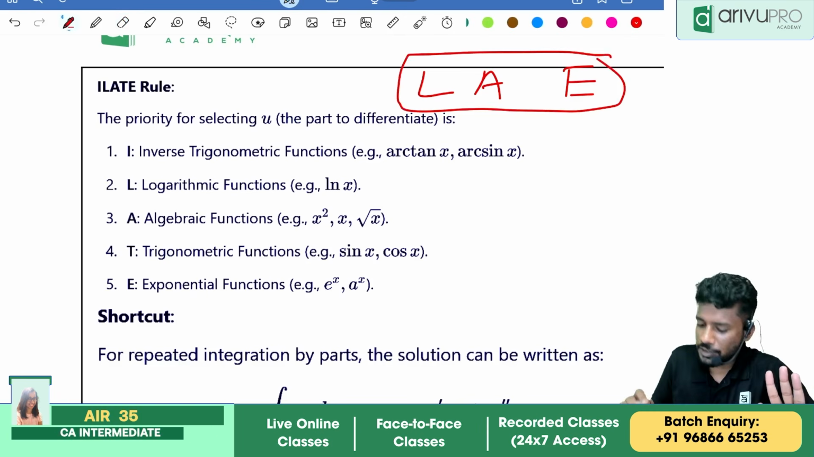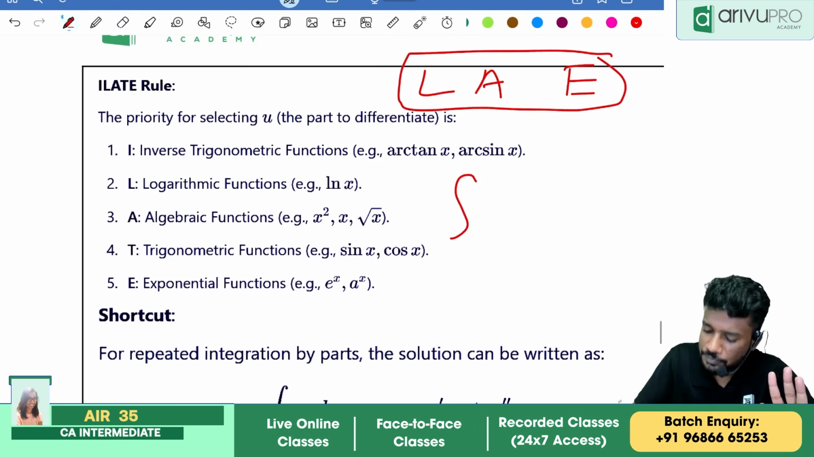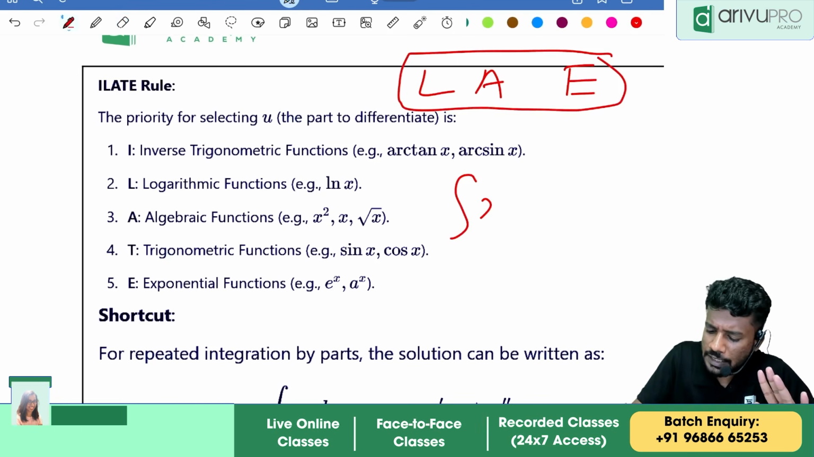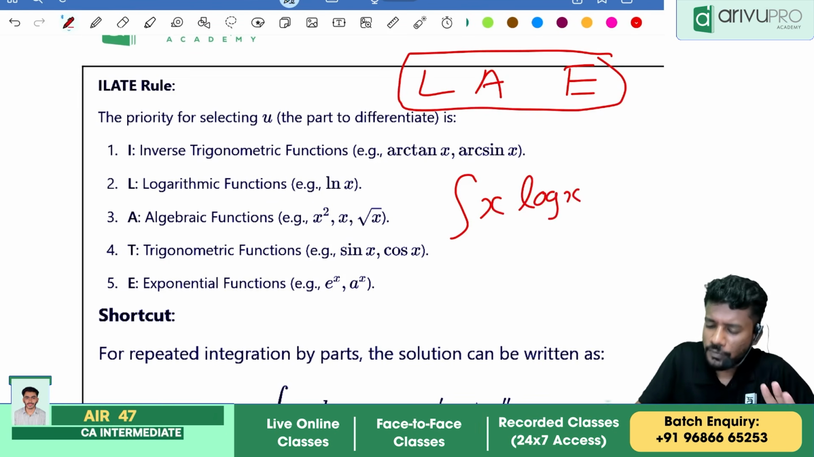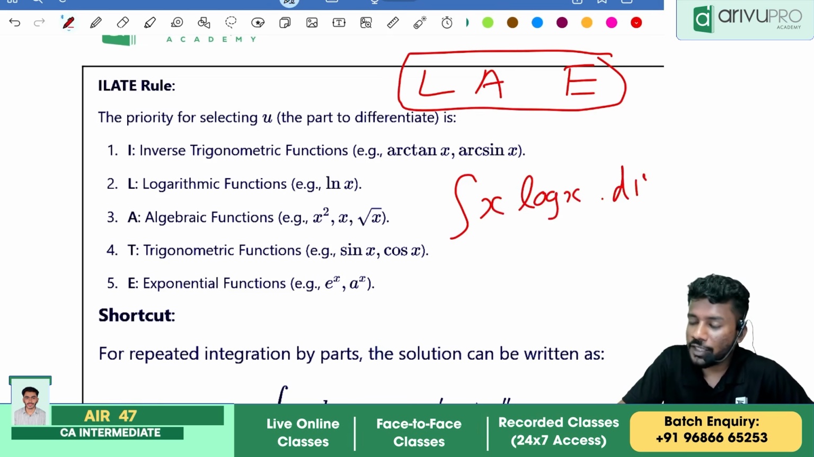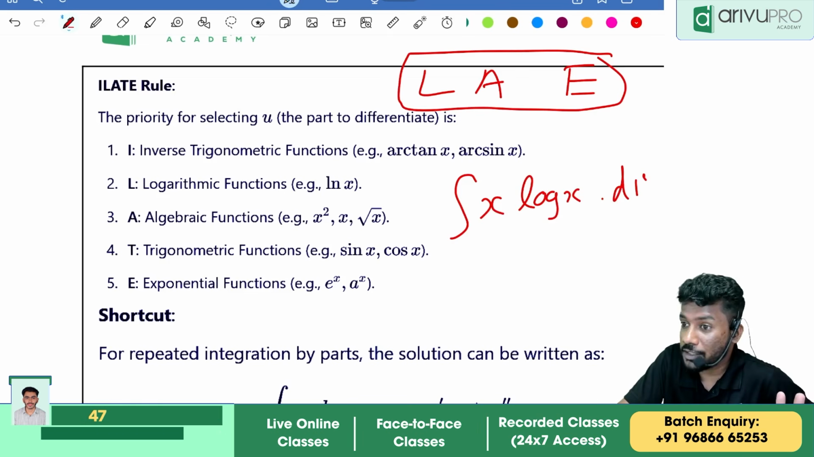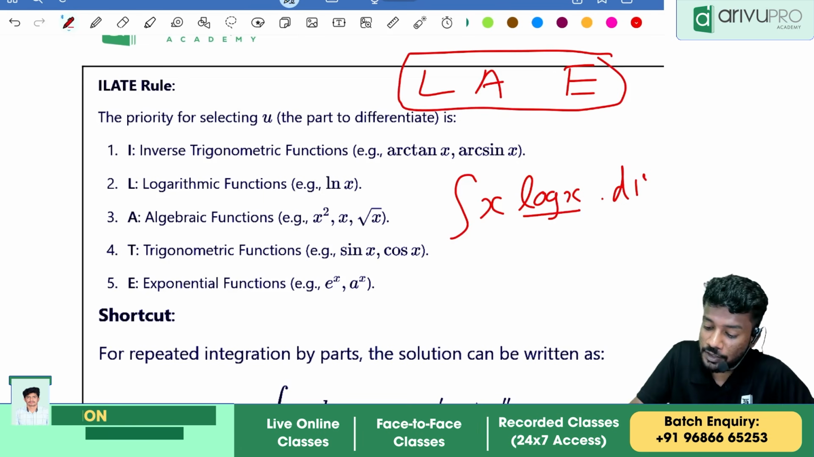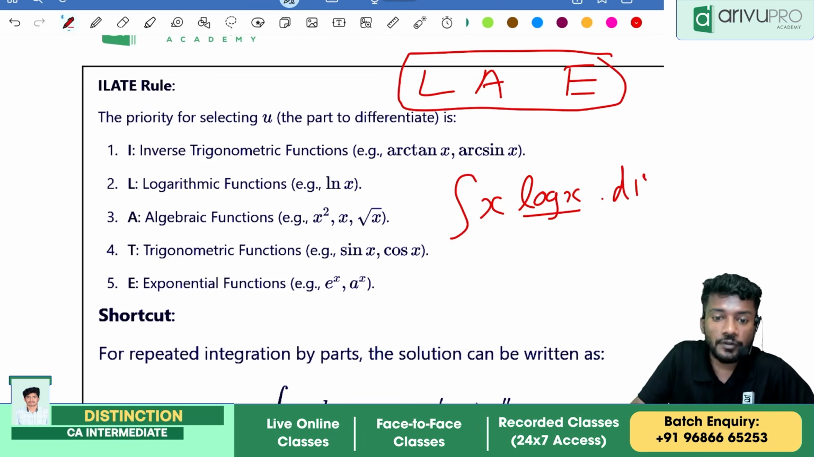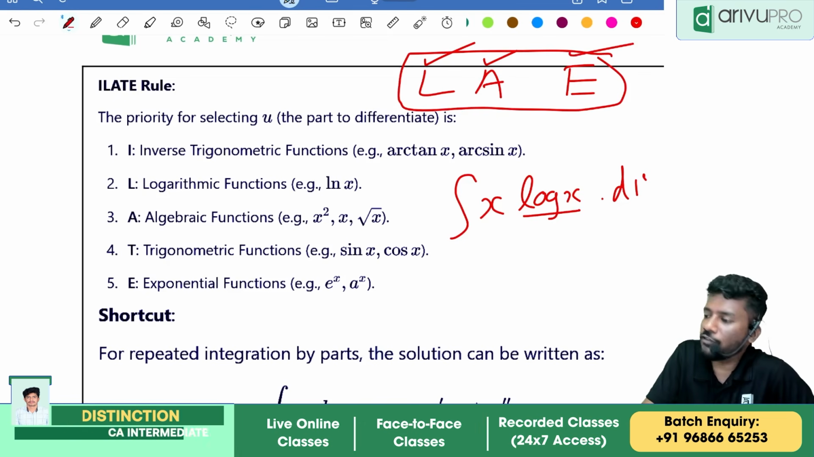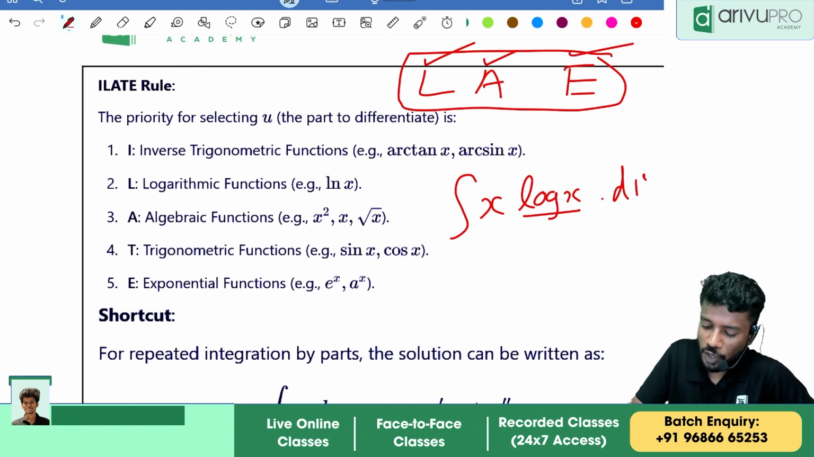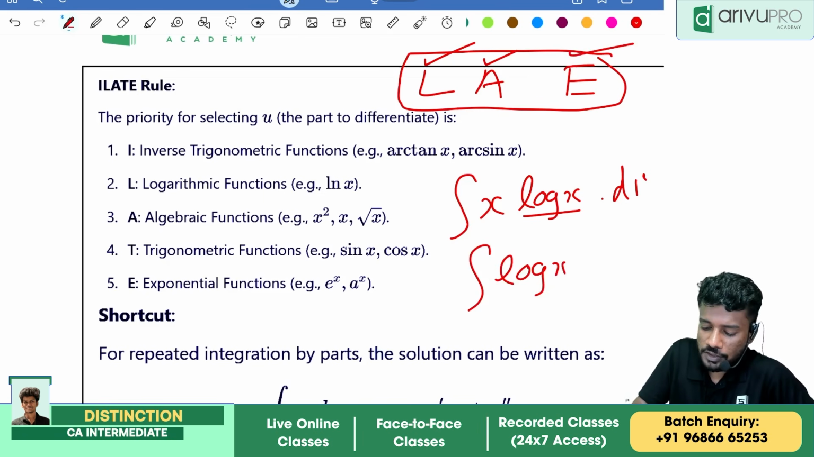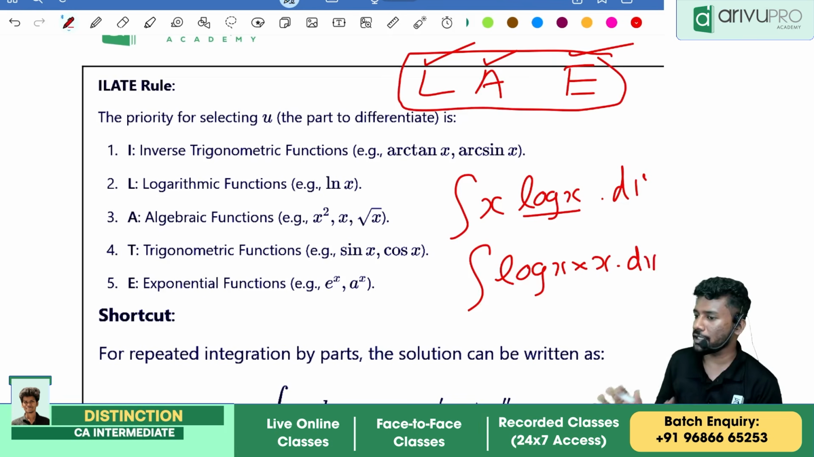And the importance is, sometimes in a question it will be like this: integral of x log x. Then we cannot directly go for integration by parts. We should rearrange them in the order of preference. Who should be given the preference? First preference for logarithm, second for algebraic, and finally for what? Exponential. So how will you rearrange it? Log x into x dx. Then you should perform the integration by parts.